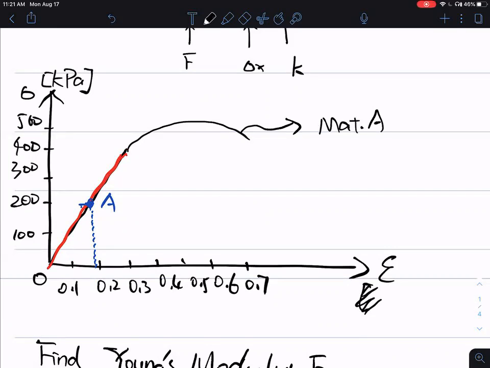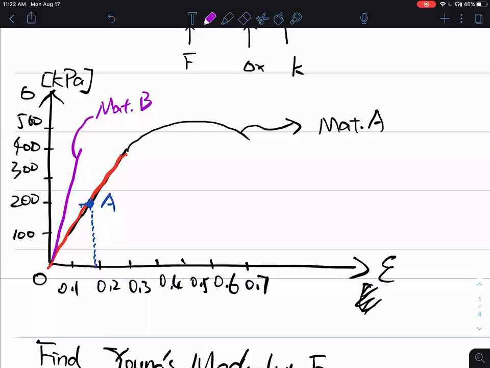If you have material B, which is stiffer than material A, how would you draw the stress strain curve? How can you guess what the curve looks like just for the linear region? Yes, you will have a steeper slope. So this is for material B, a stiffer material than A, so you have a stiffer linear region.